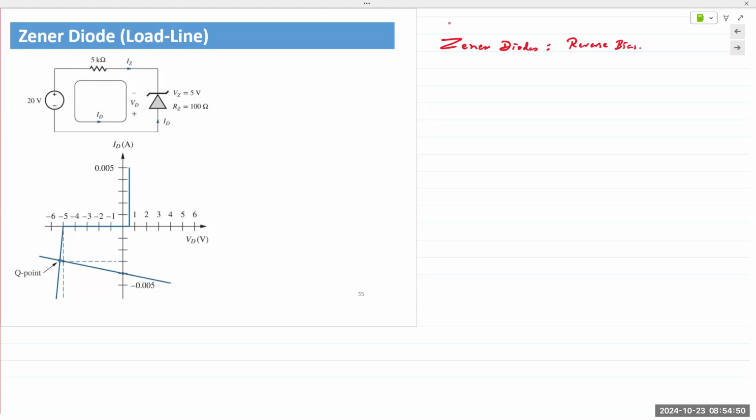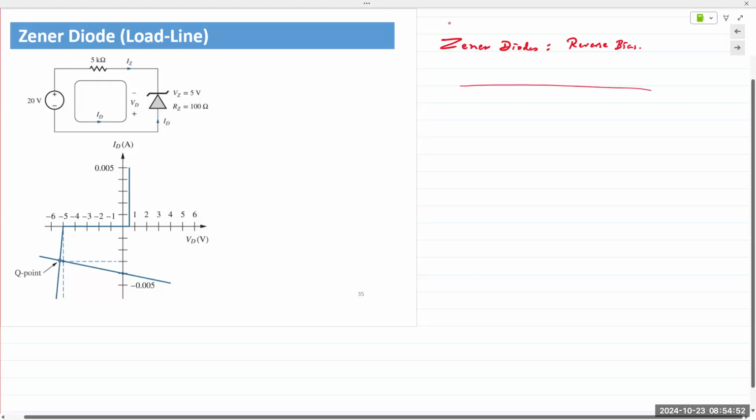So in the reverse bias, this would be minus VD, and this would be minus ID. And I'm exaggerating the characteristic right now.